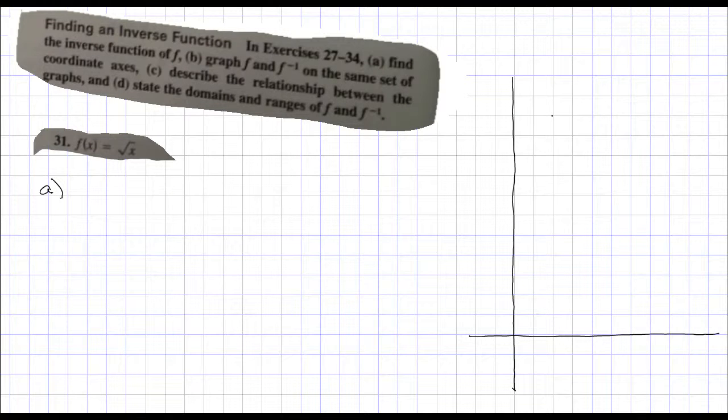For number 31, we need to find the inverse function of f. So to simplify the notation, I'm just going to write y equals square root of x to start, and then interchange your x and y value. Okay, and now I need to resolve it for y.